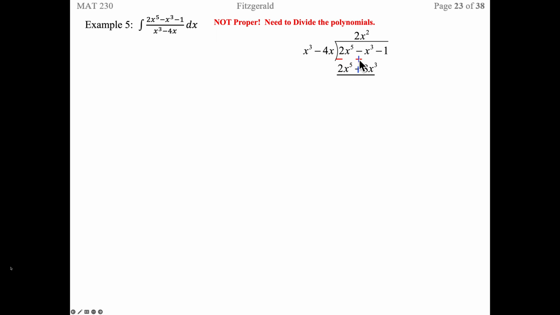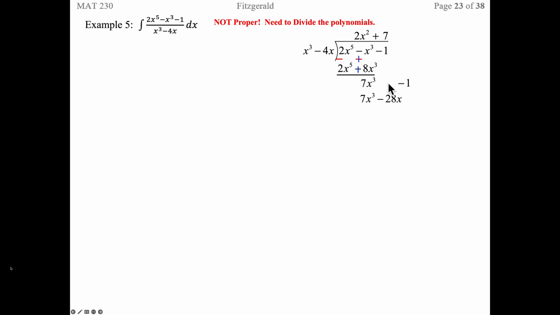Minus a negative plus plus, that's going to be 7x cubed. Bring down the minus 1. Divide new leading terms. 7x cubed divided by x cubed is a plus 7. Multiply that out, we get 7x cubed. 7 times the minus 4x is minus 28x. That's why I kind of moved the minus 1 over.